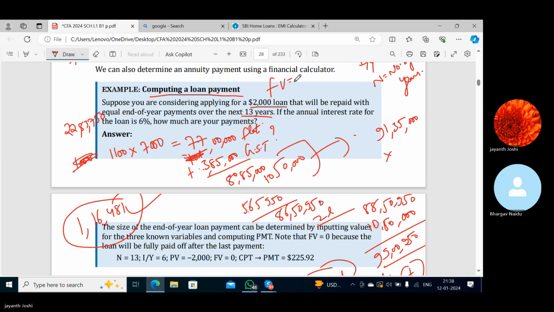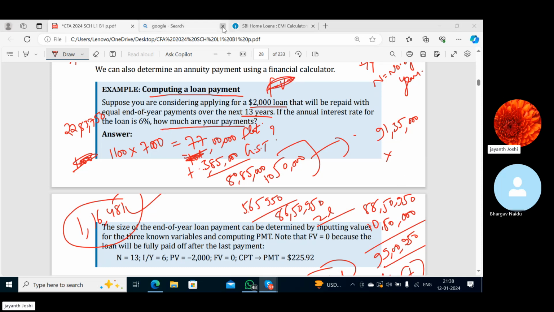FV is what? FV is 2000? We need to calculate the future value, sir. No, you need not calculate future value. They're not asking that. They're asking how much your payments are. They're asking you PMT. PMT, sir.